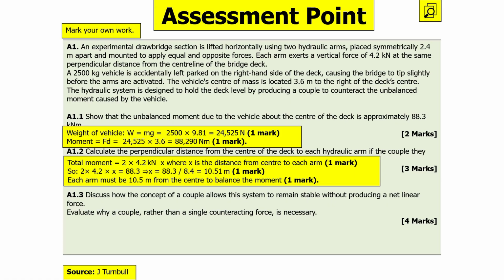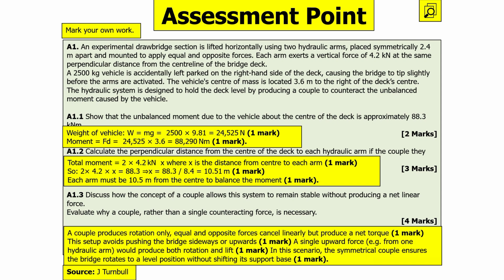So 2 times 4.2 times x is equal to 88.3. So x is equal to 88.3 over 8.4. Remember, we can just cancel through these kilonewtons. Okay, so therefore it is 10.51 meters. So this indicates to us that each arm must be 10.5 meters from the centre to balance the moment.